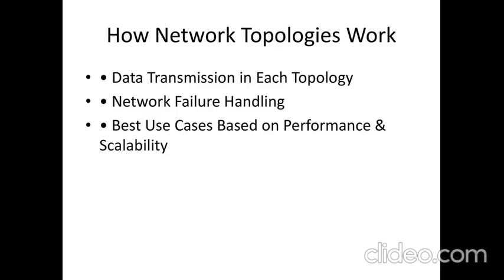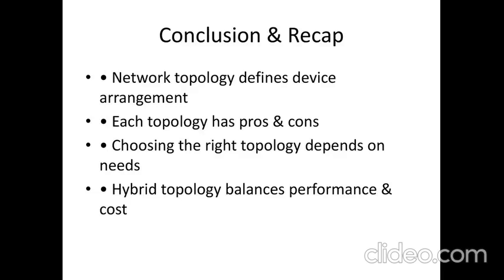How network topologies work. 1. Data transmission. In bus, data moves along the backbone, and devices check if it's for them. In star, the central switch directs data to the correct device. In ring, data passes through each node sequentially. In mesh, multiple paths ensure redundancy.